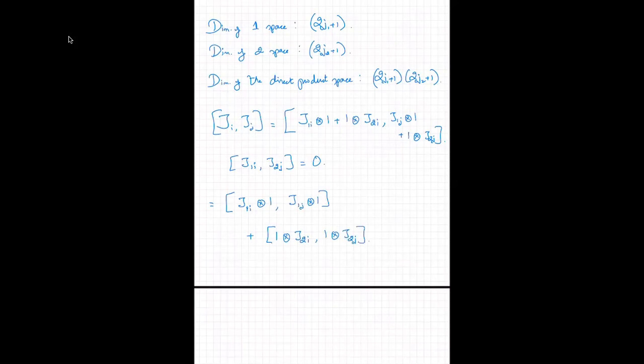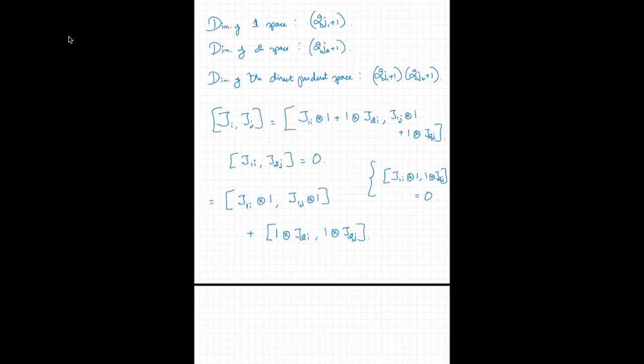Because terms like, for example, [J1I direct product 1, 1 direct product J2J], this is all 0 because J1I and J2J commute. Okay, of course. Yeah, so my Bluetooth is acting up, but hopefully this is showing. Now, this is an important step, so I'll pause here and please ask me if you have any questions. Is this okay? You can type it in the chat window also, okay?